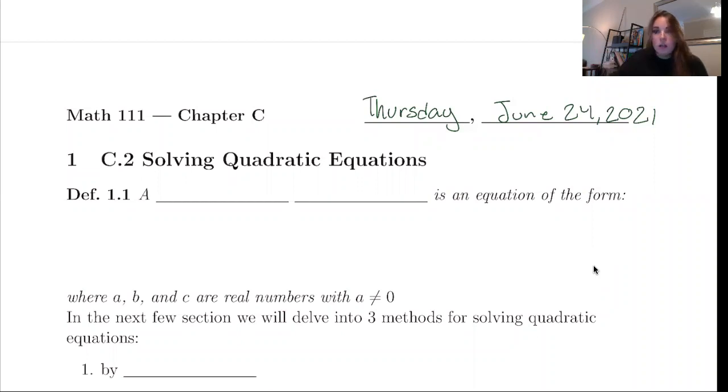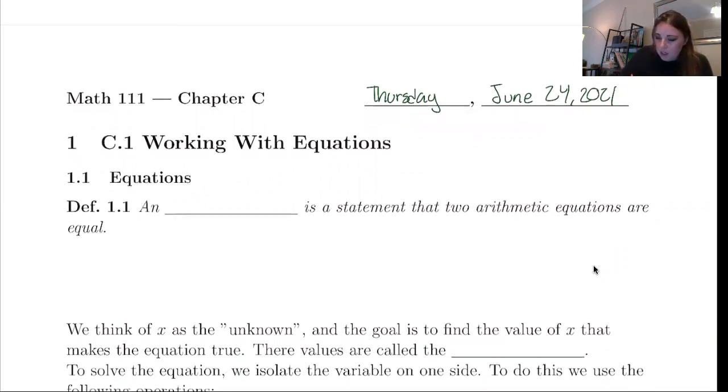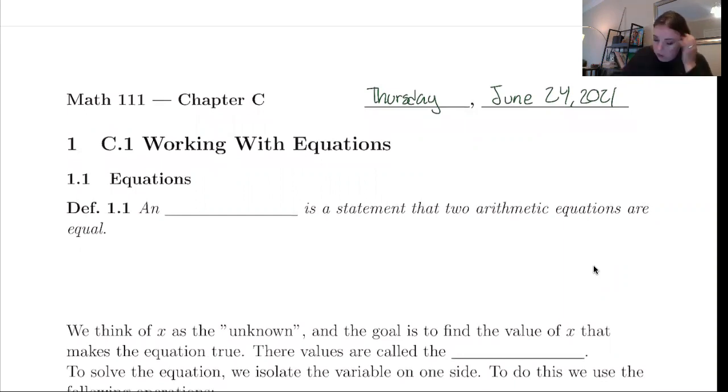Alrighty, we are now on to chapter C. So we talked about rational expressions and simplifying things. We simplify expressions, so now we're going to be working with equations. I'm going to do a quick little definition.